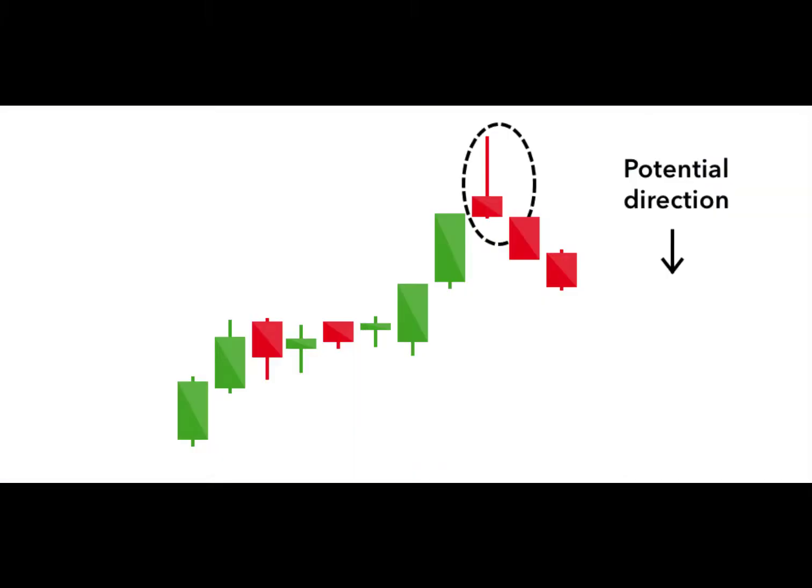Shooting star. The shooting star is the same shape as the inverted hammer, but is formed in an uptrend.